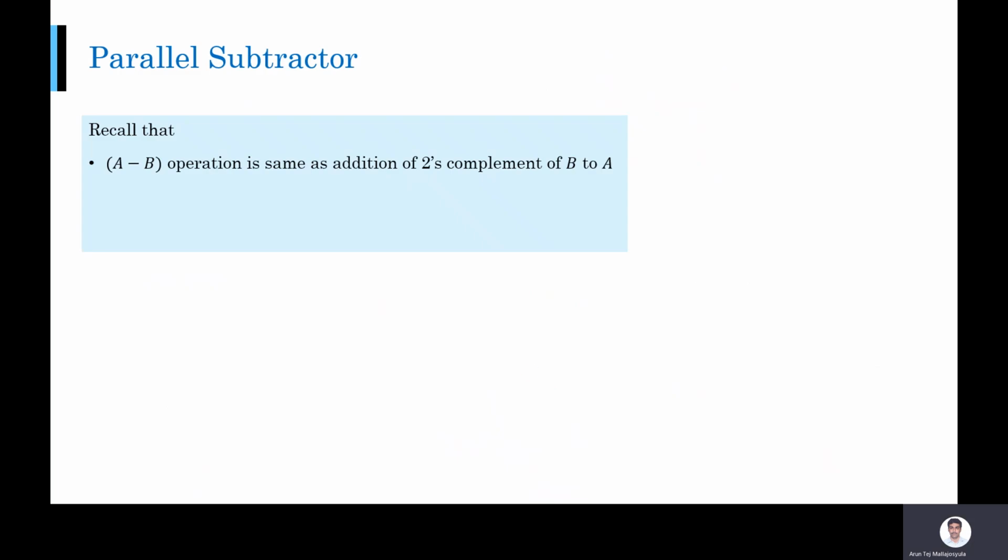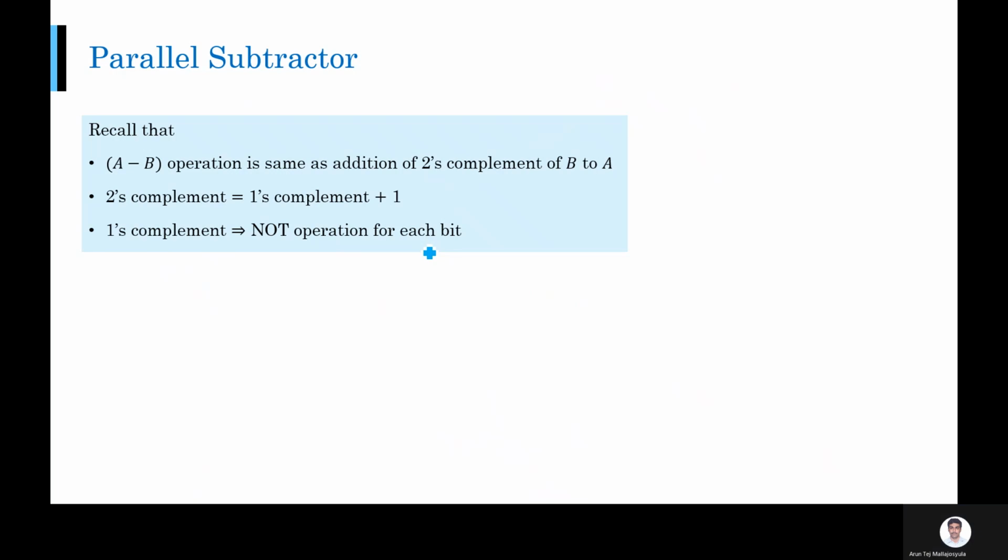Okay, now you can use the same thing with a small modification and use it as a subtractor. So I'm talking about an n-bit parallel subtractor. You recall that A minus B operation is the same as addition, right? All you need to do is take 2's complement of B and add it to A. So in principle, if you take the complement, then you can use the adder circuit that you have developed and get your subtractor circuit. What is 2's complement? 2's complement is 1's complement plus 1. And what is 1's complement? 1's complement is simply the NOT operation for each bit, right?